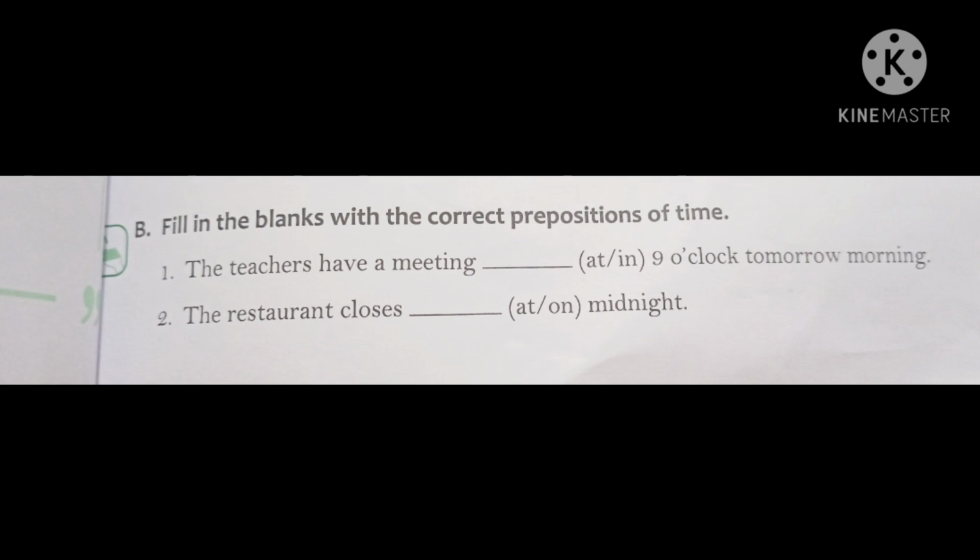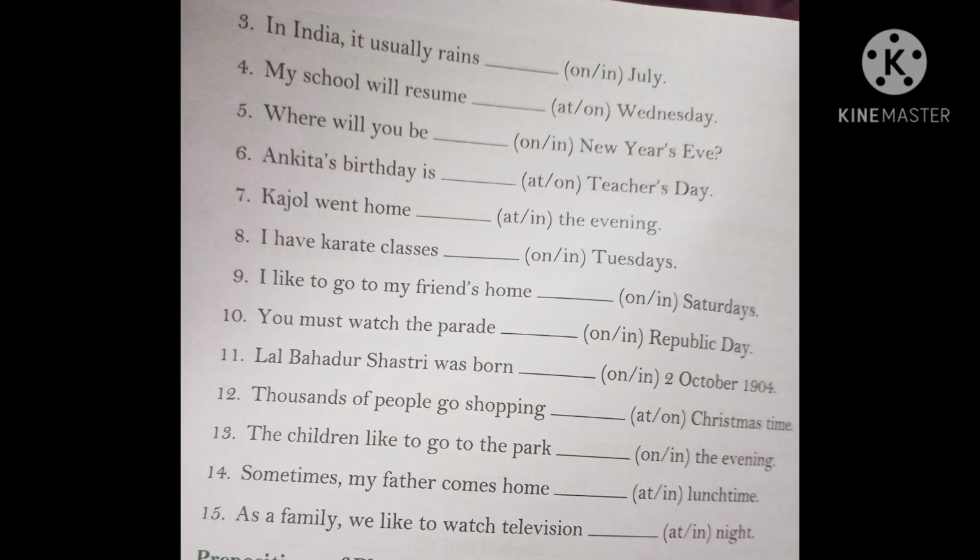At. The restaurant closes at midnight. In India, it usually rains dash July. It usually rains in July. My school will resume on Wednesday. Number 5. Where will you be on New Year's Eve?